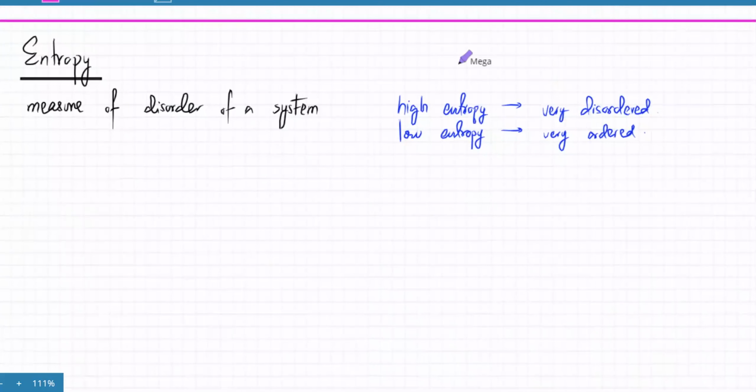I'm just going to write down the symbol for entropy. It's S, standard entropy, with a not on top of it. Standard entropy is simply entropy measured at room temperature, and the unit for entropy is joules per mole per Kelvin, or joules per Kelvin per mole, which is the same thing. That's standard entropy for 1 mole of a substance. So it's a measure of the disorder of a system, from a highly ordered state to a very disordered state.